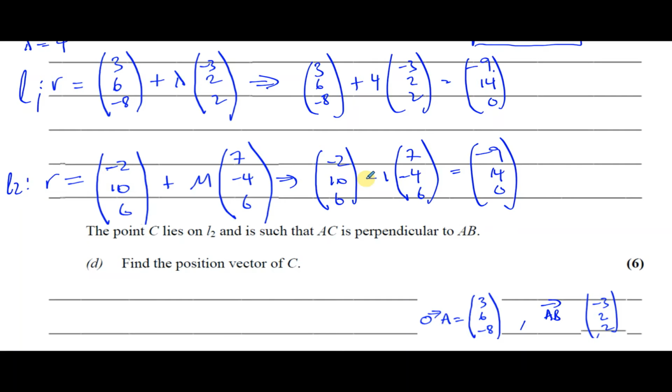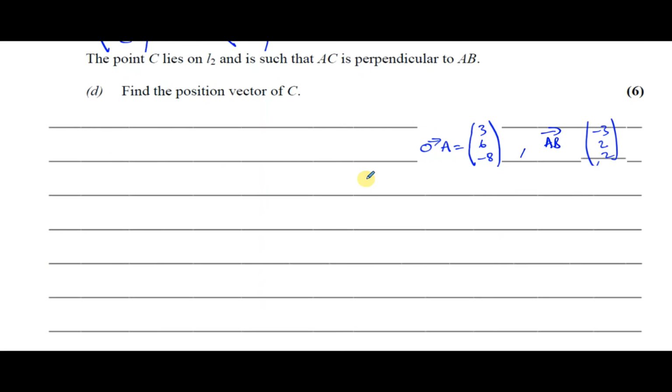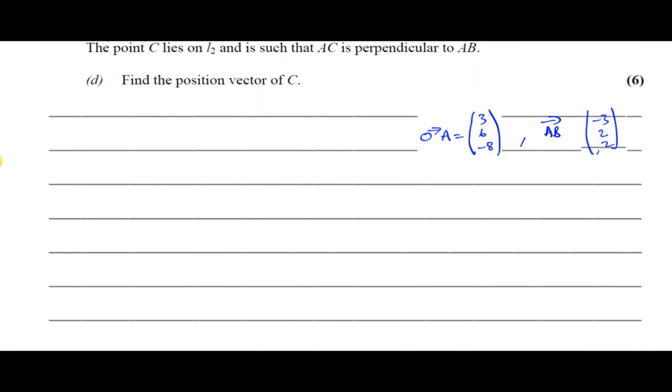Okay, then it says point C lies on line 2 and is such that AC is perpendicular to AB. So I've just written down a few things that we know from the first page that might help us. Okay, so I know a few things now from this question. I know that line L1 and line L2 intersect somewhere. I even know the point where they intersect. Say this is line 1, say this is the point A, and say this is the point B.